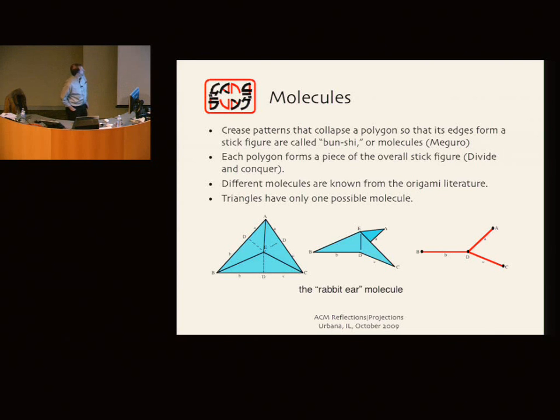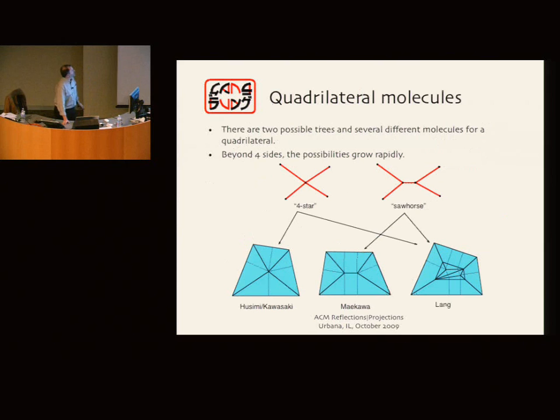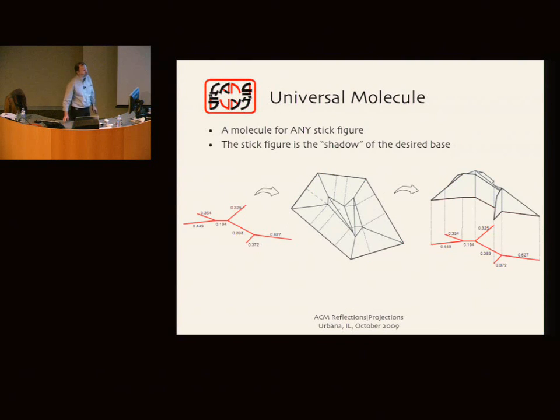And the simplest molecule is very easy. For any triangle, if you put folds at angle bisectors coming in and draw perpendiculars to each face, then you get a little 3-legged shape, and that is a 3-legged piece of the stick figure. And that works for every triangle. Quadrilaterals were a little tougher. Husimi, Kawasaki, Mayakawa, and myself all found patterns that turned any quadrilateral into one of the 2 possible 4-sided stick figures. And eventually I found a pattern called the universal molecule that actually worked for any stick figure, no matter how complex.